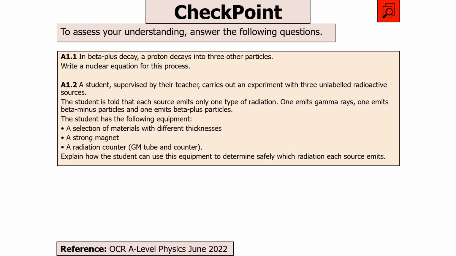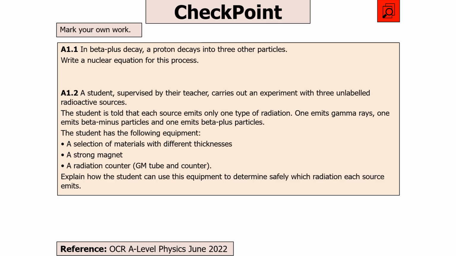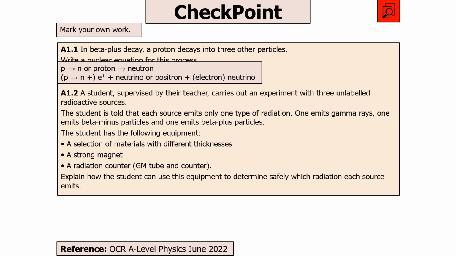The next question says, in beta plus decay, a proton decays into 3 particles. Write the nuclear equation for this process. And then, a student supervised by a teacher carries out an experiment with the 3 unlabeled radioactive sources as indicated before. Explain how you can use this equipment safely to determine the radiation emission. So in this first one, a proton will go to a neutron, and you're also going to have your neutrino present as well, and also your positron.